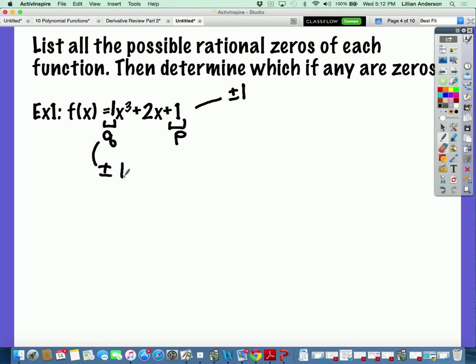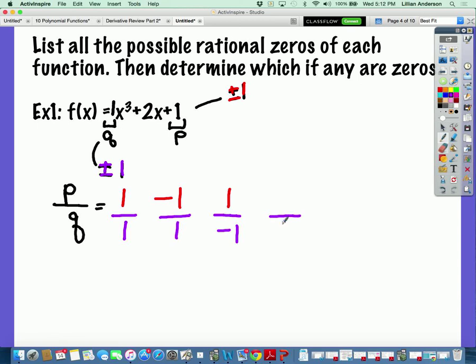Awesome. So now we're going to create our fractions. We're going to do our p's over our q's. So we're going to put all of our p's, we'll put these in red, so that's 1 and negative 1. And we're going to put them over each one of our q's, which I'll put in purple. Okay? So each factor of p has to go over each factor of q. So positive 1 has to go over positive 1, as well as negative 1. And negative 1 has to go over positive 1, as well as negative 1.